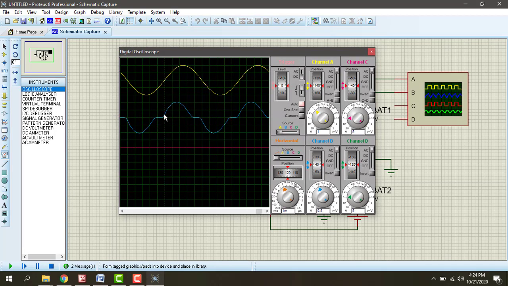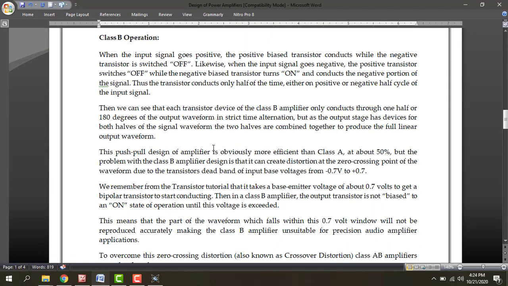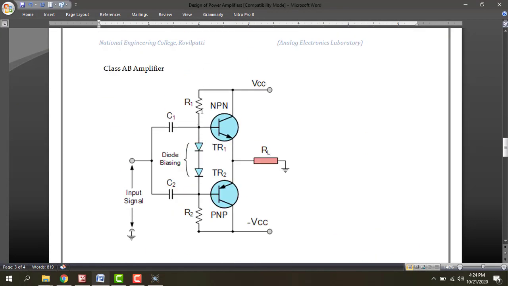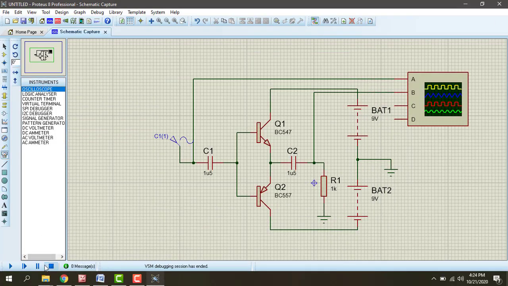So how are we going to overcome this crossover distortion? We are going to add diodes and resistances in the circuit. Same circuit, we are going to add diodes and resistances, and we need two more coupling capacitors, C1 and C2. So I am going to stop the simulation and modify the circuit.